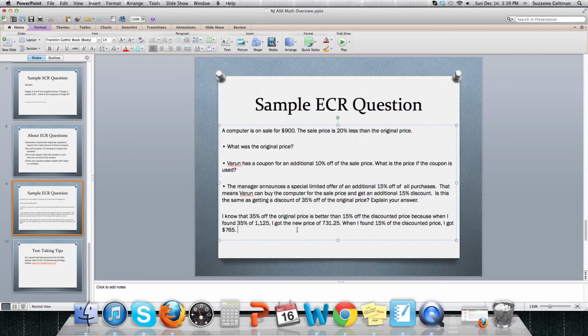So the way you explain your answer is just following this format. You say, I know that whatever you know because, and then you explain how you know that. And that's going to get you the most amount of points on the test. So you solve everything and then you explain how you got it and you explain the steps to get it.